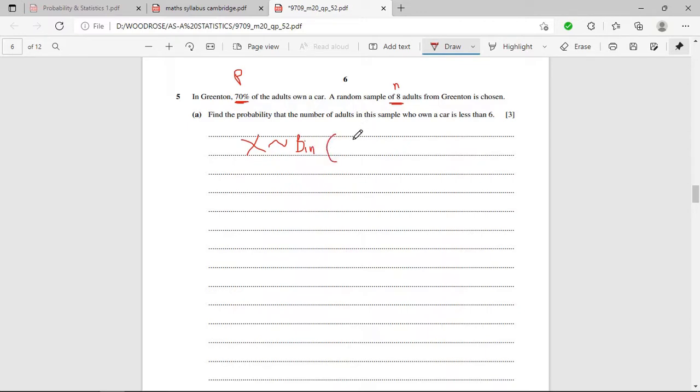with n, which is 8, then we put our p. I think you now remember. I've just given you a hint. Find the probability that the number of adults in this sample who own a car is less than 6. So we want to find this probability: P of X less than 6. Then you calculate.